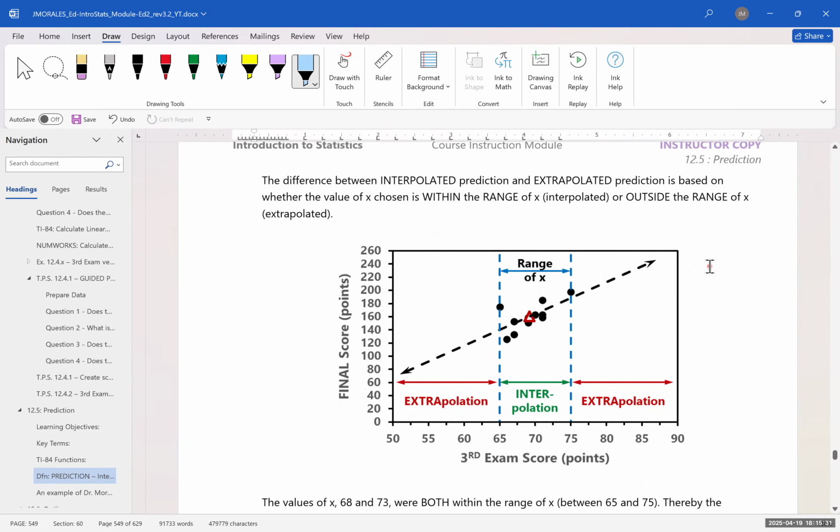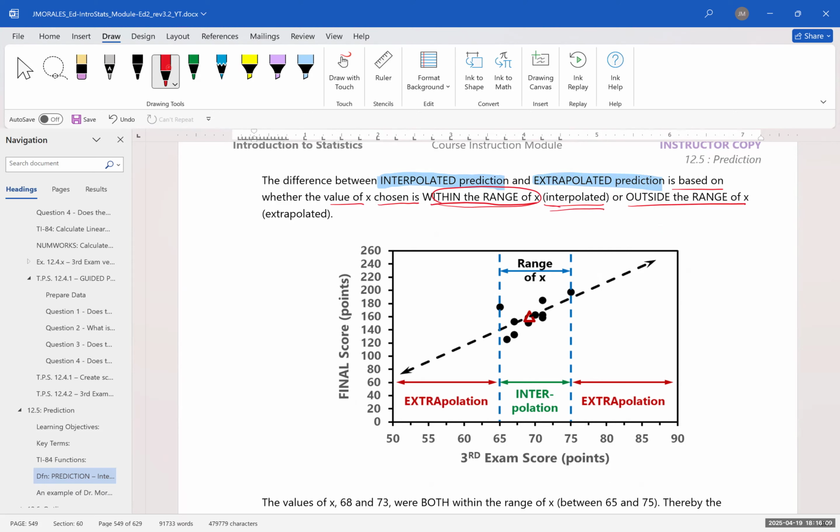Now, there's two kinds of prediction that you can do. You can do an interpolated prediction or an extrapolated prediction. And the difference between these two is based on whether the value of x that is chosen is within the range of x or outside the range of x. So if you're trying to predict a value of y based on a value of x, if the value of x that you've chosen is within the range, we call that interpolation.